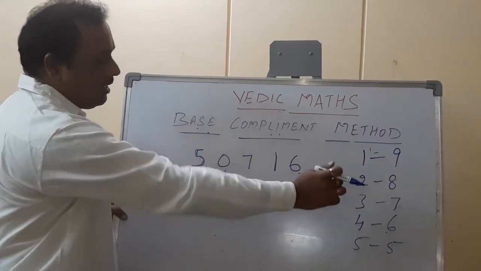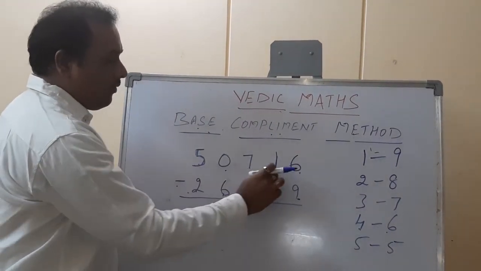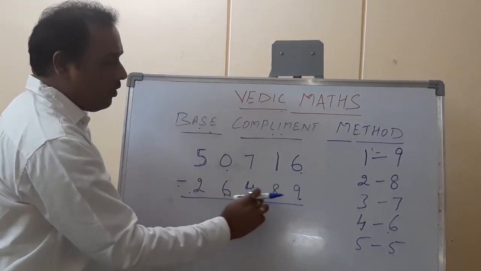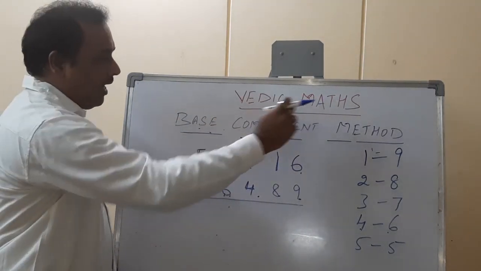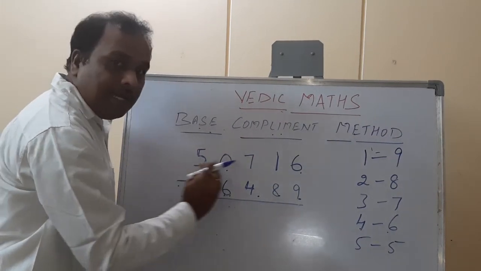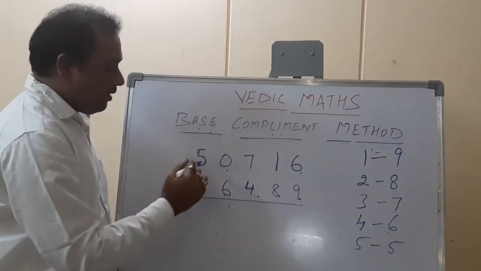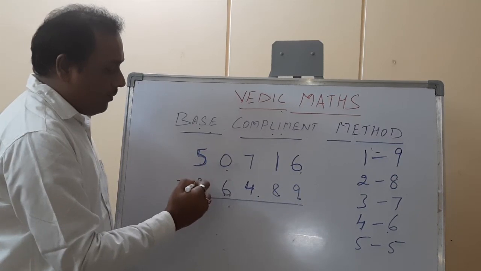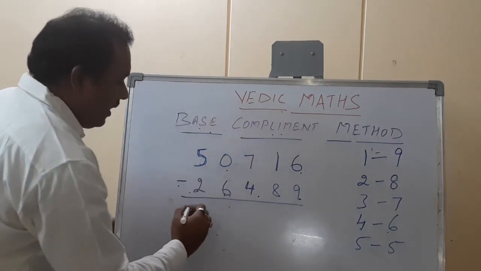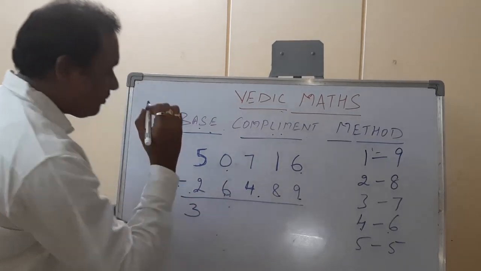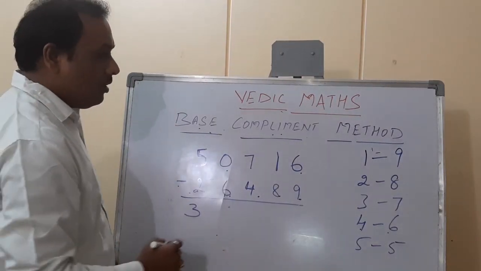Here we have a 5-digit number, 50716 minus 26489. So what we have to do now? As I told you, in Vedic maths we have to go from left to right here. So if I am minusing 2 from 5, what we get here? We get here 3.